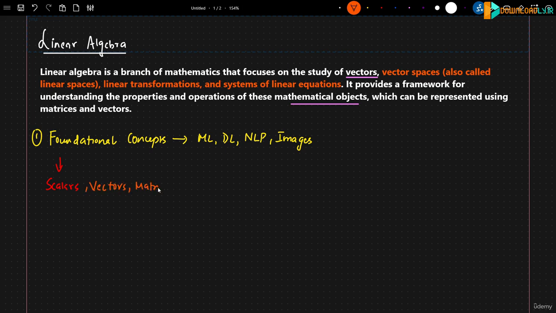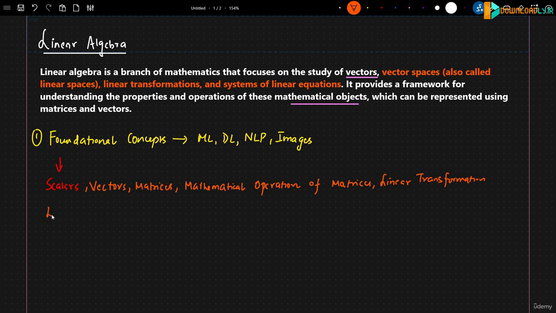Then we will be discussing matrices, along with mathematical operations on matrices. Along with this, we'll also be seeing some techniques which are called linear transformation. And this specific technique of linear transformation will be used in one of the machine learning algorithms, which is called principal component analysis. What exactly it is, we'll discuss it.